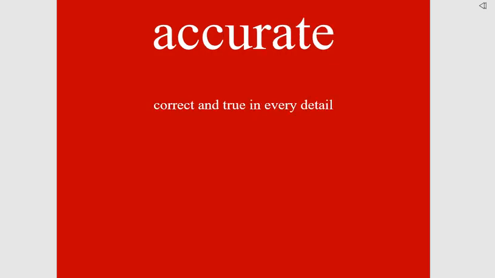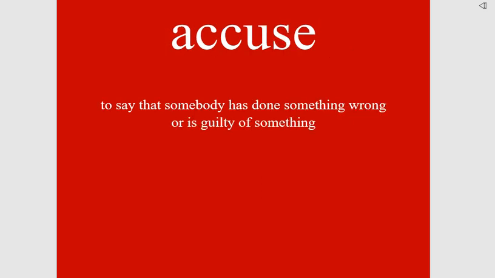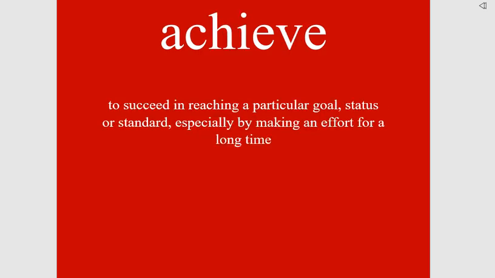Accurate. Correct and true in every detail. Accurately. In a way that is correct and true in every detail. Accuse. To say that somebody has done something wrong or is guilty of something. Achieve. To succeed in reaching a particular goal, status, or standard, especially by making an effort for a long time.